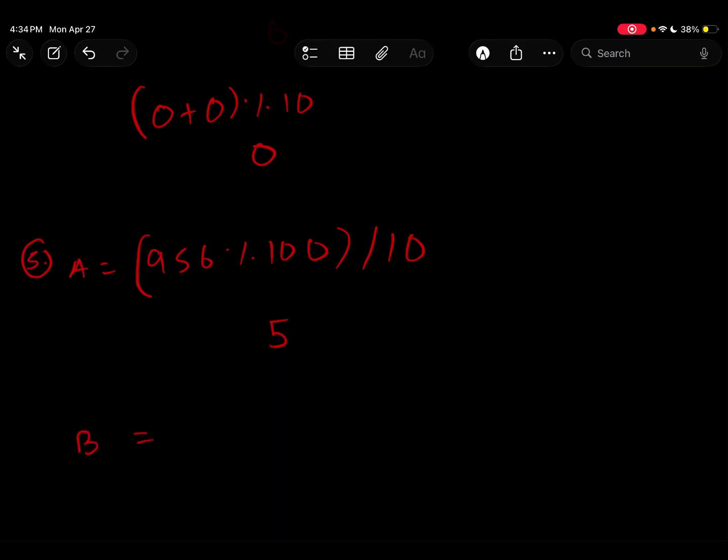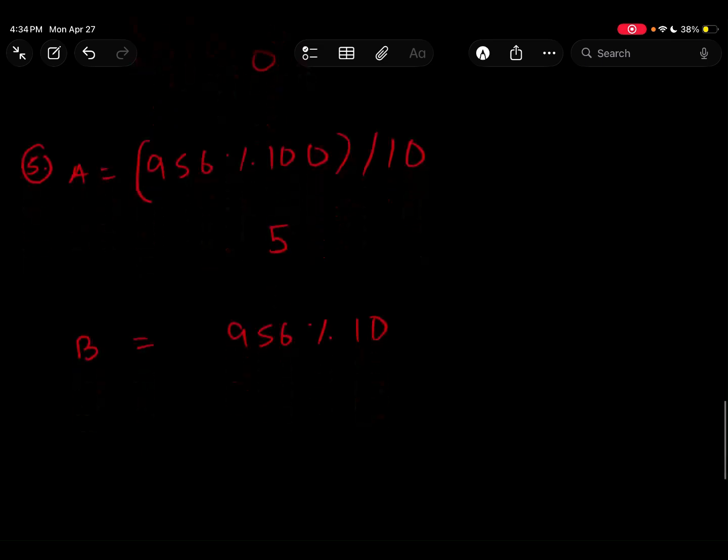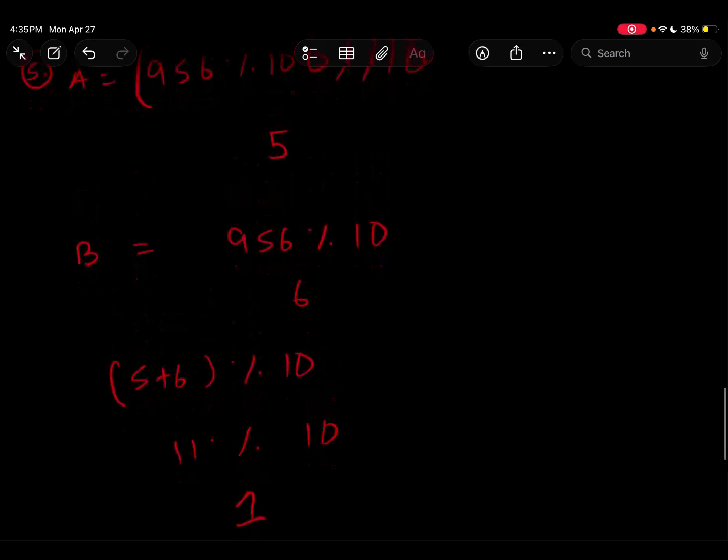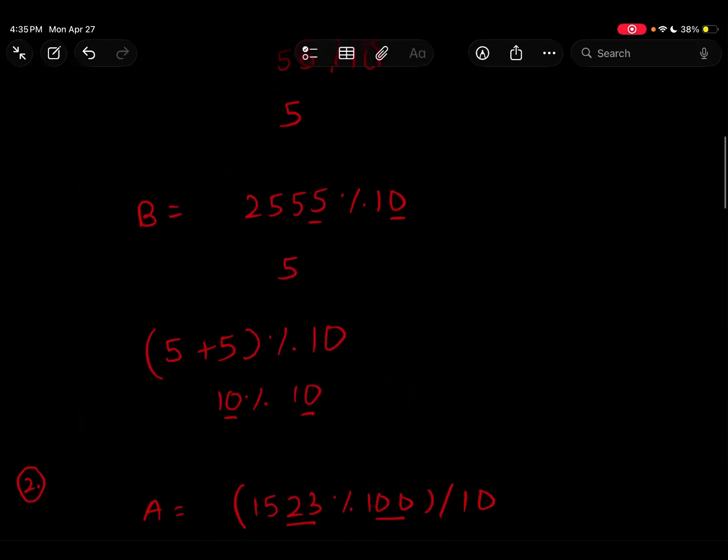B is 956 mod 10. 956 mod 10 is 6. So we just do 5 plus 6 modded by the table size, which is 10. So 11 mod 10 is 1. Okay. So we need to insert the value of 956 at index number 1.